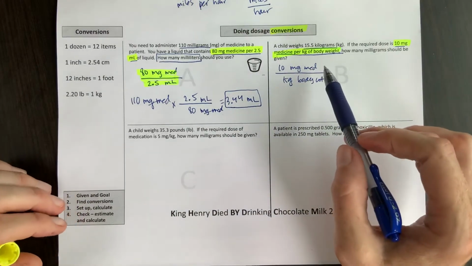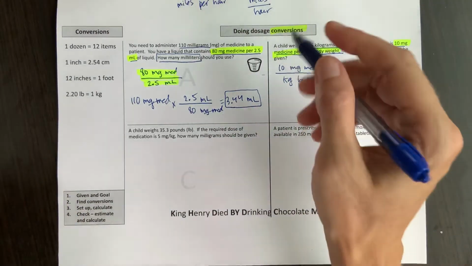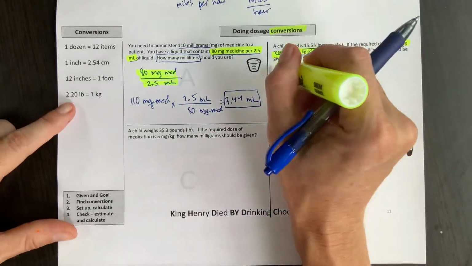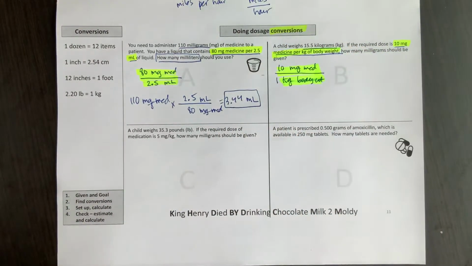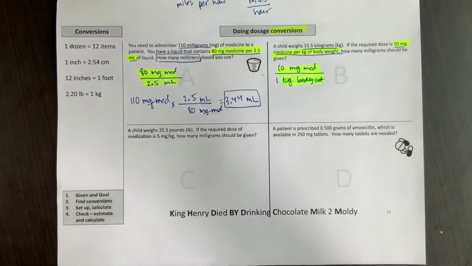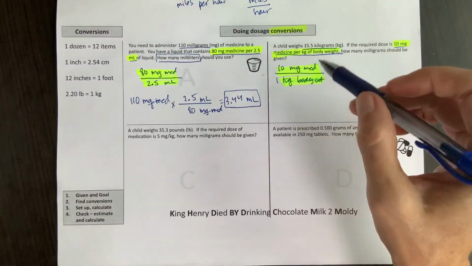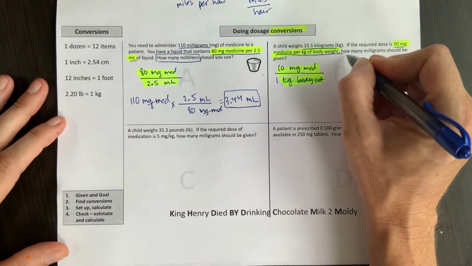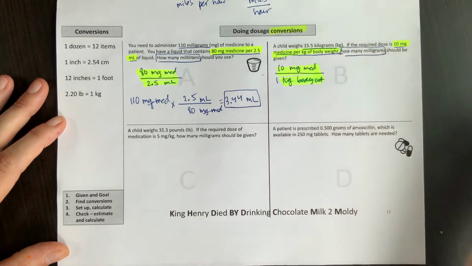All right, so that is a conversion, and when it says per kilogram, that's going to mean 1 kilogram of body weight. Notice this is really important. I wrote down medicine and body weight. Those are like apples and oranges. They can't cancel each other, so those are going to be separate types of masses. And then I have how many milligrams should be given.